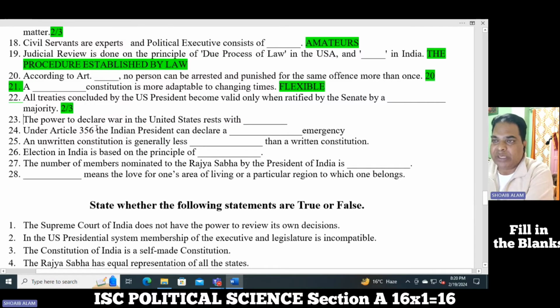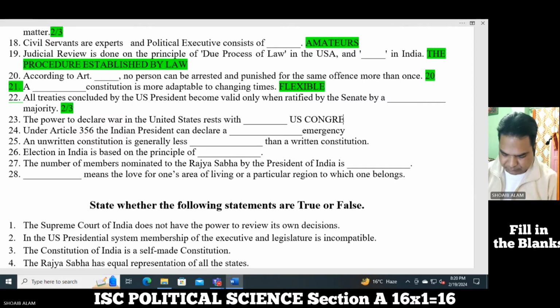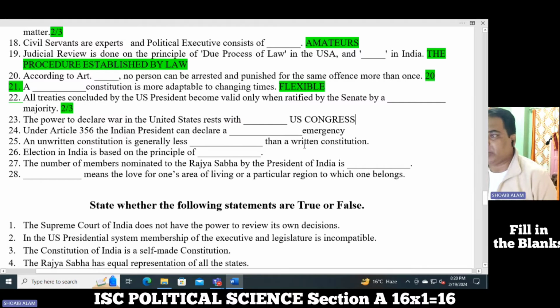The power to declare war in United States rests with. Now who has the power to declare war in United States? Definitely it is US Congress. So US Congress has the power. The president cannot declare war on its own.